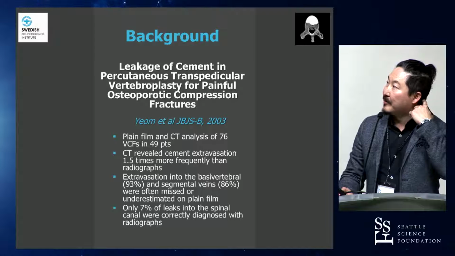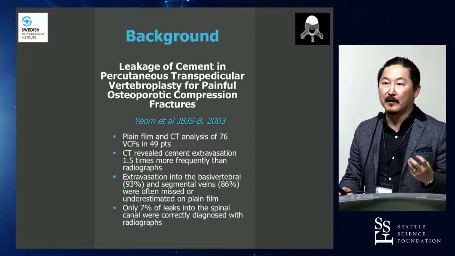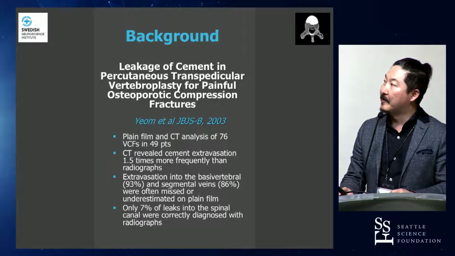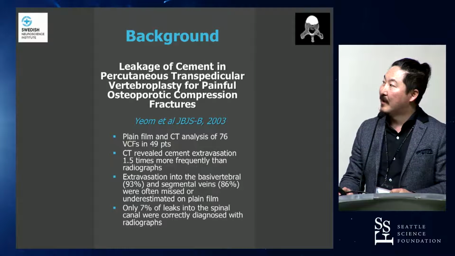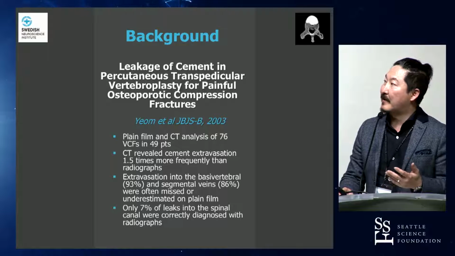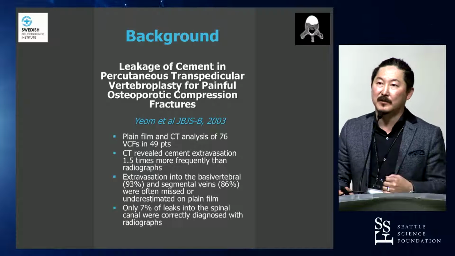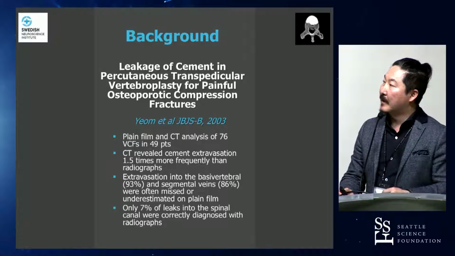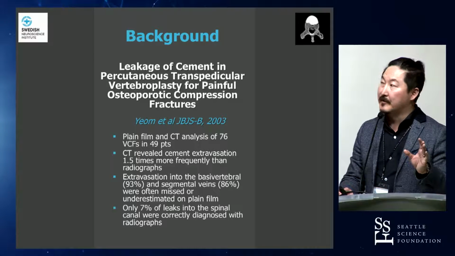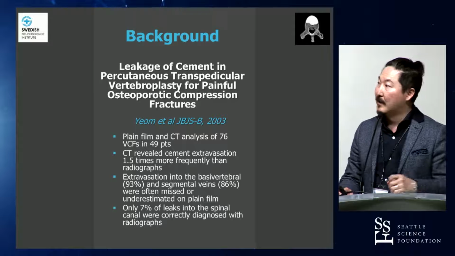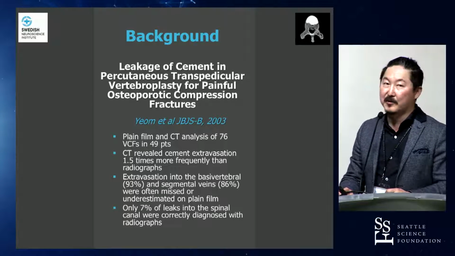This report in JBJS talked about the leakages that occur in vertebroplasty patients. They did a plain film and CT analysis of 76 VCFs in almost 50 patients. The CT revealed extravasation 1.5 times more frequently than the X-rays. We'll go over some of the studies that I did during my fellowship. The most common extravasation occurred through the basivertebral venous system and the segmental veins, 93% and 86% respectively.